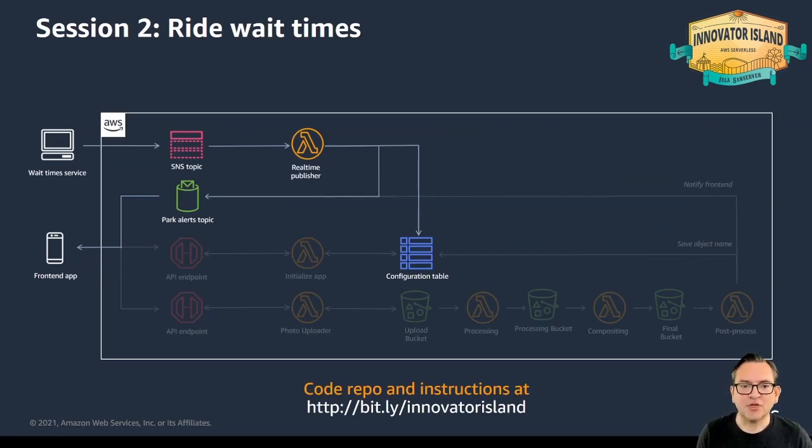So how does this work? Well, the system publishes to an SNS topic. And so we're going to create a Lambda function that's invoked by this SNS topic. And don't worry, we have all the code available. It will then update an IoT topic with new ride wait times. And then the main configuration table will be held in DynamoDB.